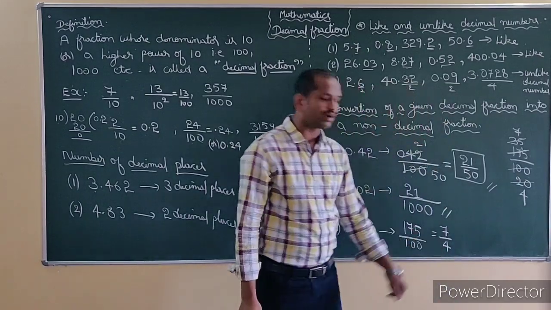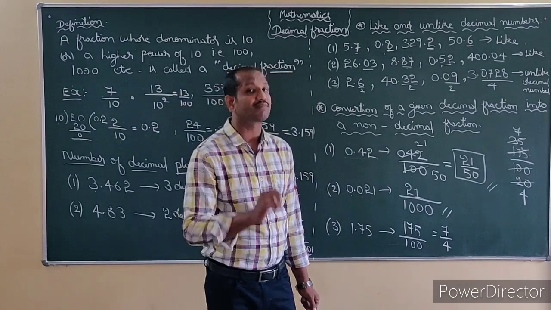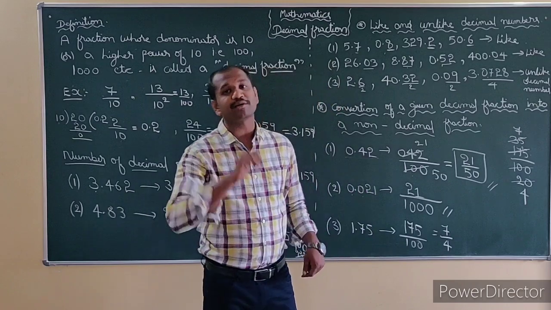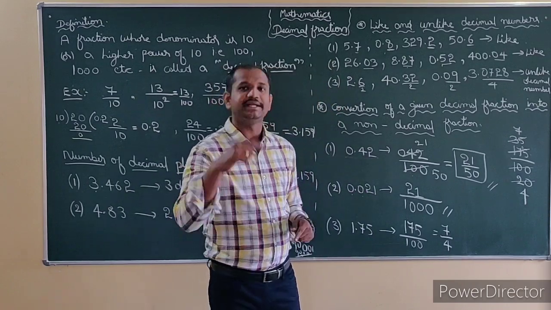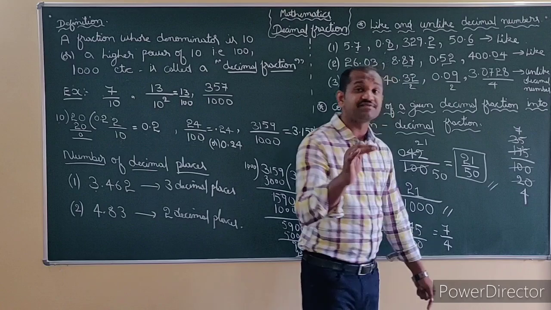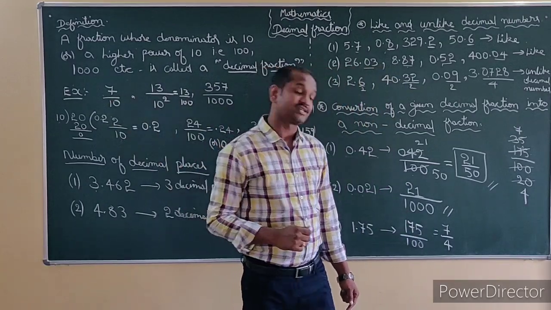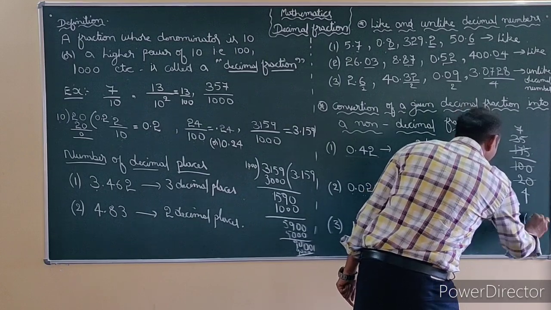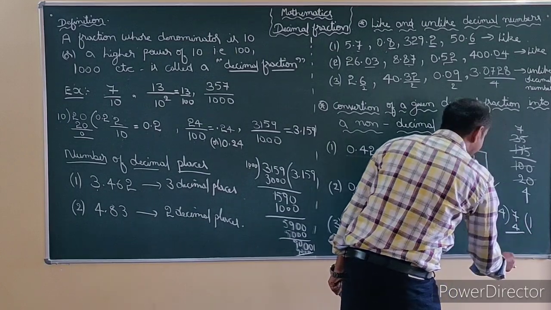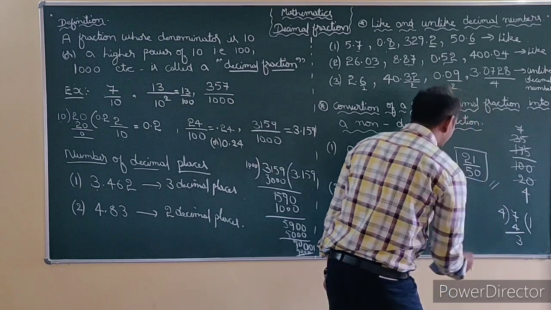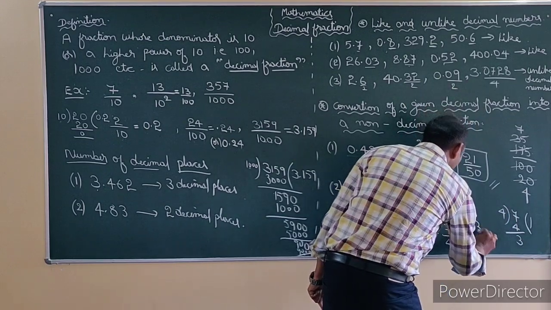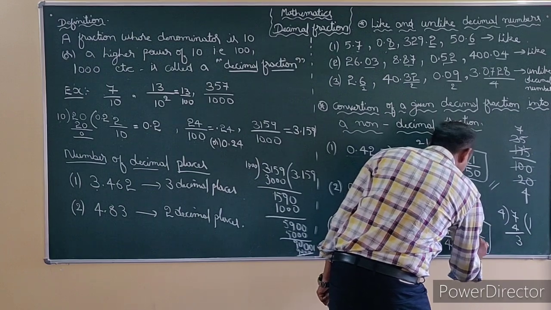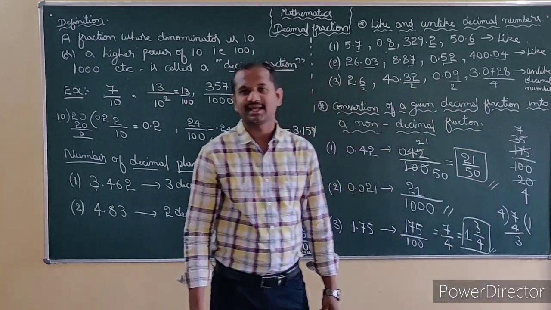So, 7 by 4 is what type of fraction? It is an improper fraction. Why? Numerator is more, denominator is less. Can I leave an improper fraction like that itself? No. I need to convert it to a mixed fraction. This we have understood in the case of fractions. So we have 7 divided by 4. 4 ones are 4. So we have remainder 3. So the answer is 1 3 by 4. This is the final answer.